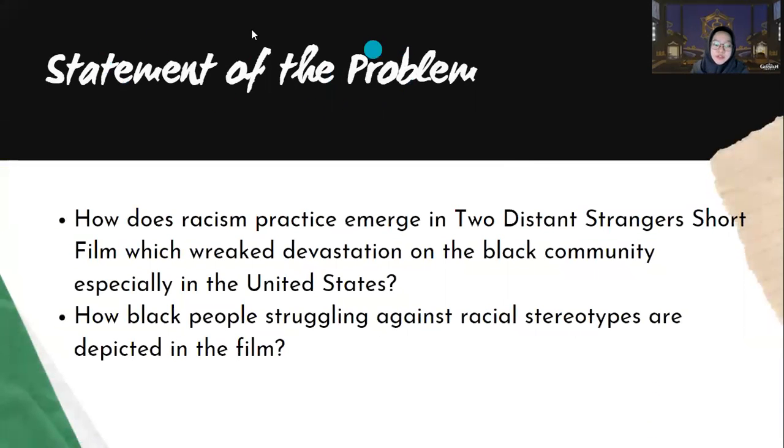Now, statement of the problem. The first one is, how does racism practice emerge in Two Distant Strangers short film, which wreaked devastation on the Black community, especially in the United States? The second is how Black people struggling against racial stereotypes are depicted in the film.